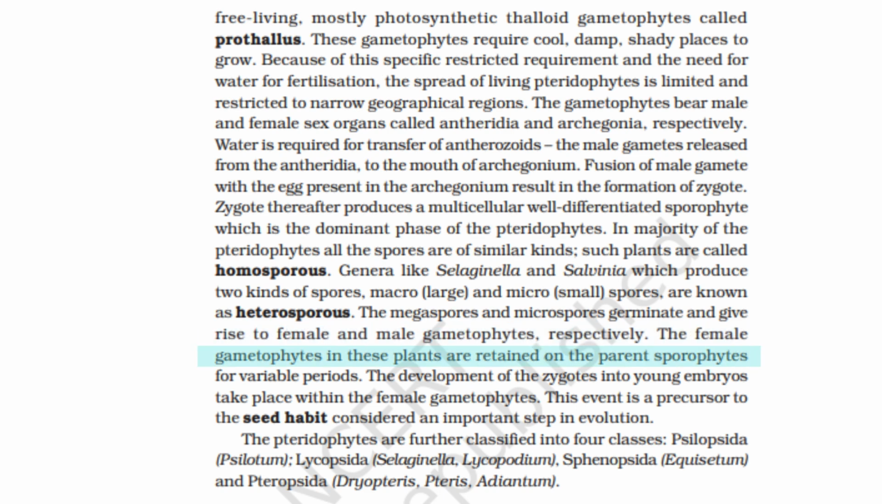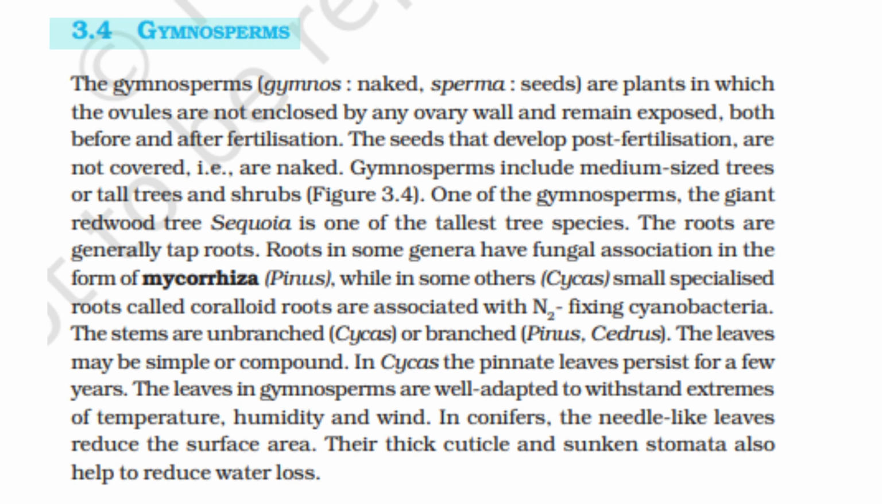The female gametophytes in these plants are retained on the parent sporophytes for variable periods. The development of these zygotes into young embryos takes place within the female gametophytes. This event is a precursor to the seed habit, considered an important step in evolution. The pteridophytes are further classified into four classes: Psilopsida, Psilotum; Lycopsida, Selaginella, Lycopodium; Sphenopsida, Equisetum; and Pteropsida, Dryopteris, Pteris, and Adiantum.